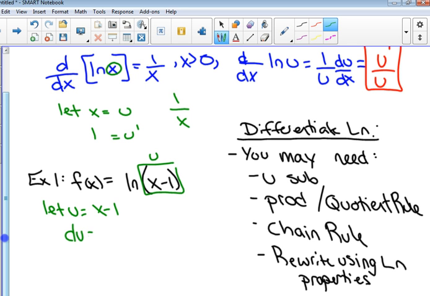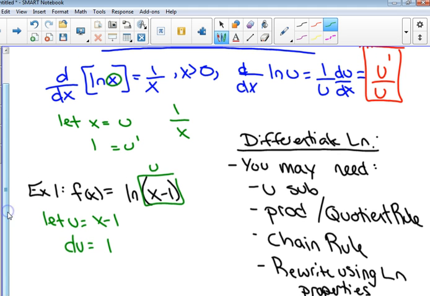Okay. Then what would the derivative of u, or du, be? 1. Good. Now all I need to do is use my property, the ln of u. If I'm taking the derivative of that, it's just going to be u prime over u. So we're going to take our u prime, which is 1, over x minus 1. That's it.